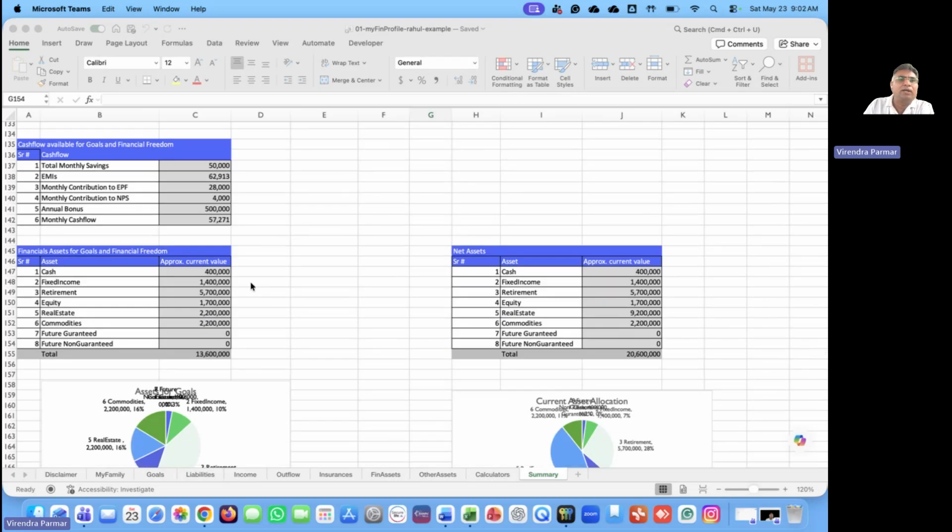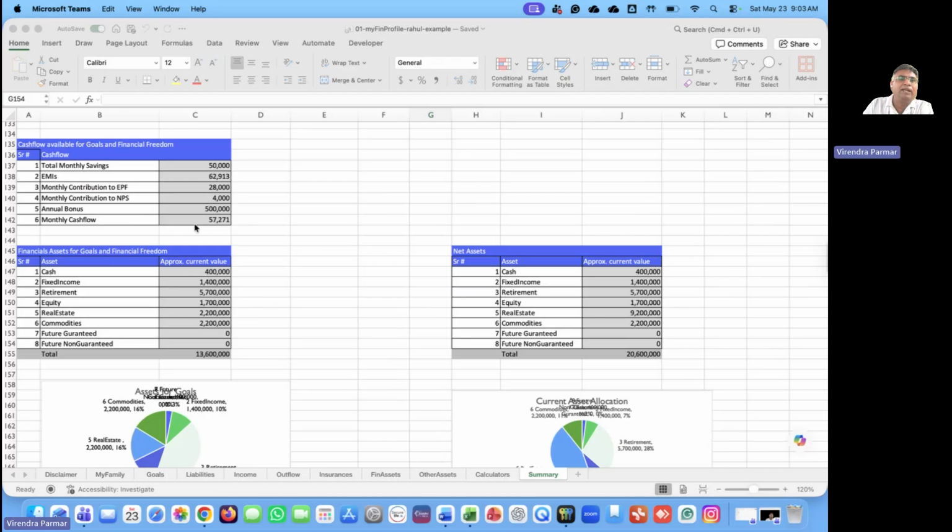Out of that, the two are the most important. The first is cash flow, and the second one is financial assets for goals and financial freedom. So let's understand a little bit more. Cash flow in general means what you are able to save out of your income after spending.